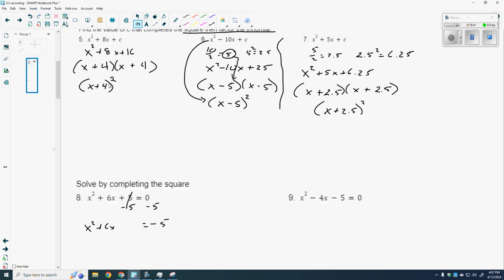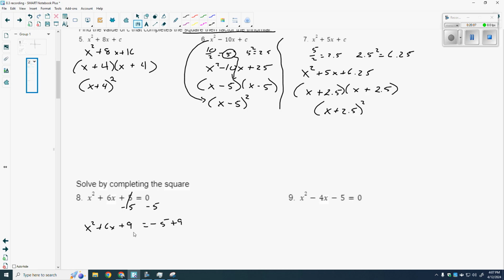Okay, now we're right back to what we did up here. What do I need to add to make this a perfect square? Same question as what we just did in 5, 6, and 7. And I already did this for this problem. I divide that by 2, and I get 3. Square it, and I get 9. Well, just like here, I can't just add 9 to one side. So if I add 9 to this side, I have to add 9 to this side.